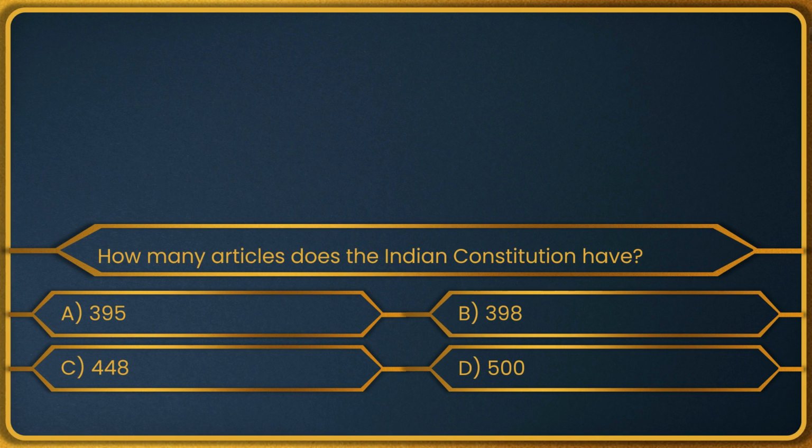Next question. How many articles does the Indian Constitution have? Option A. 395. B. 398. C. 448. D. 500.